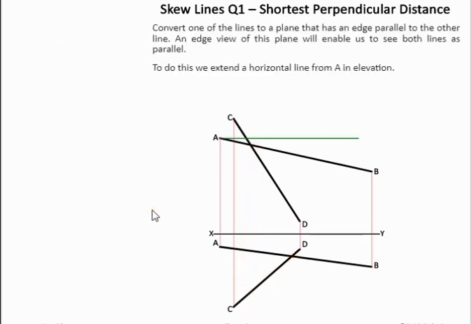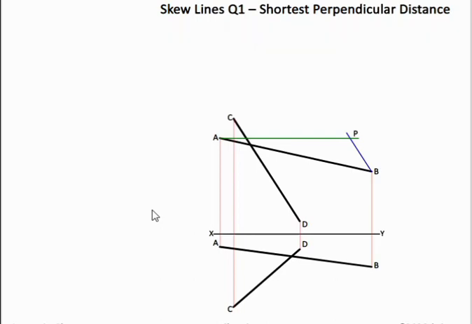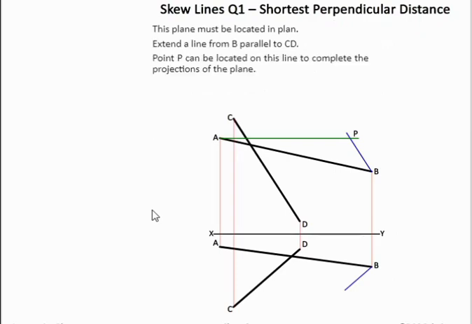Now in this question we'll take a horizontal line from A. It doesn't make any difference which line, but in this case we'll take it from A. From B we're going to construct a line that is parallel to CD. That gives us a point P. Parallel lines in this view are going to be parallel in this view, so this blue line is parallel to CD.